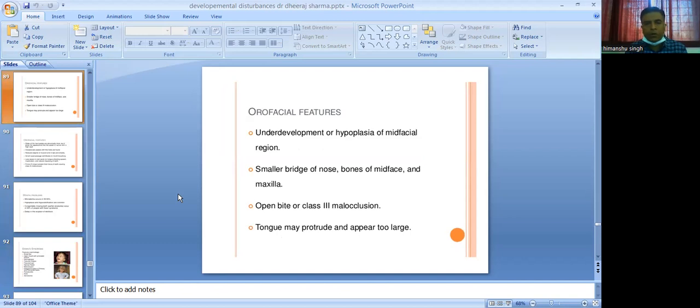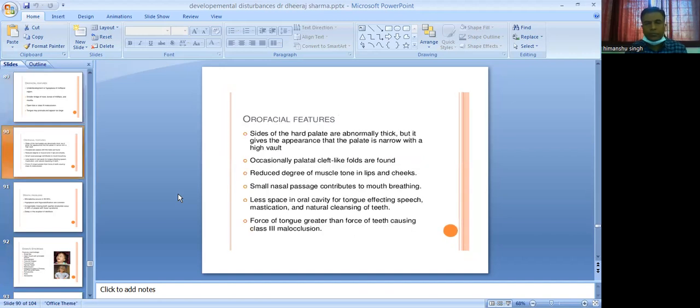Orofacial features include underdevelopment or hypoplasia of the mid-facial region, a smaller nose, and a short midface and maxilla. There is an open bite, malocclusion, and the tongue may protrude and appear too large. The sides of the hard palate are abnormally thick, which gives the appearance that the palate is narrow with a high vault. Occasionally, cleft-like folds are also found.